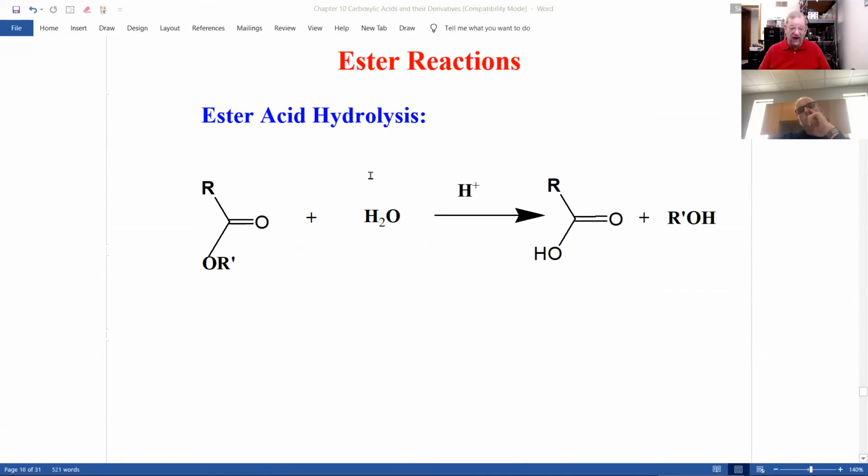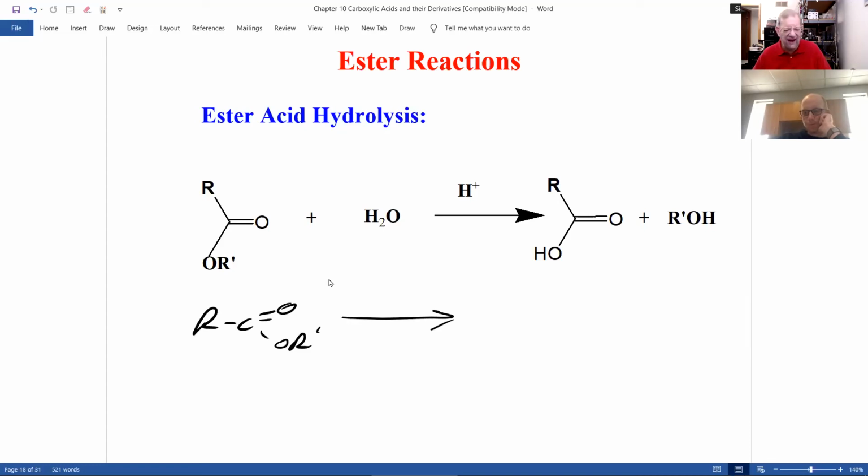Now, you have an ester. What can you do with it? Well, you can react it with acid and water. And that's what this reaction is. You take an ester and react it. I can also write it this way. Acid and water, water, acid. What happens? You get back the carboxylic acid plus the alcohol you would have used to make that ester.